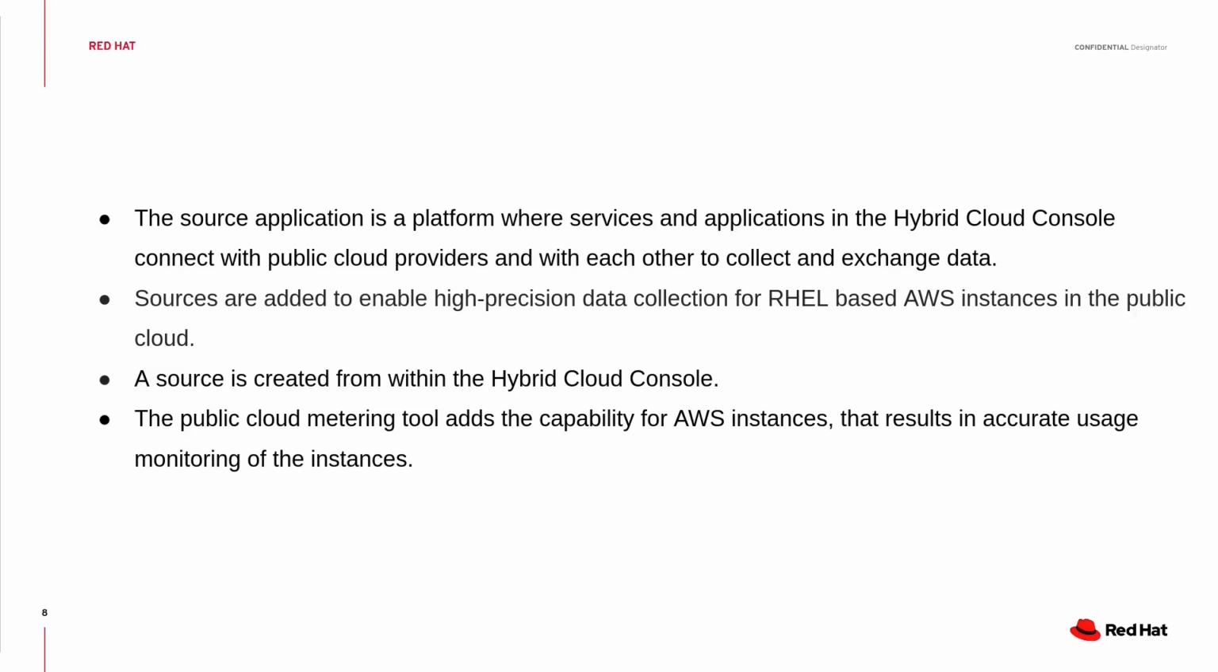Now, we'll move on to the source creation. Here are some of the features. The sources application is a platform where services and applications in the hybrid cloud console connect with the public cloud providers and with each other to collect and exchange data. Sources are added to enable high-precision data collection for RHEL-based AWS instances in the public cloud, and also it is created from within the hybrid cloud console. The public cloud metering tool adds the capability for AWS instances that results in accurate usage monitoring of the instances.